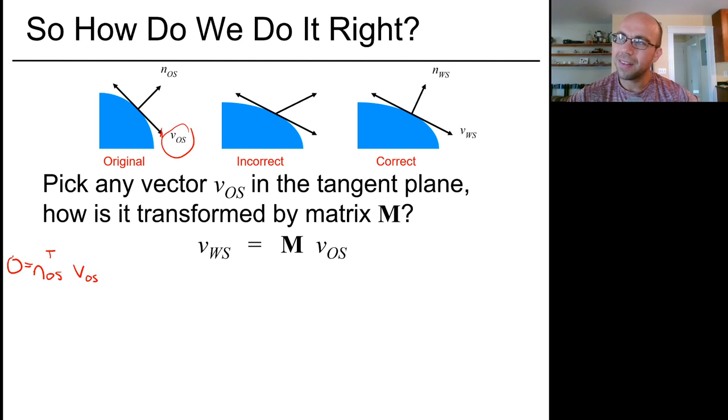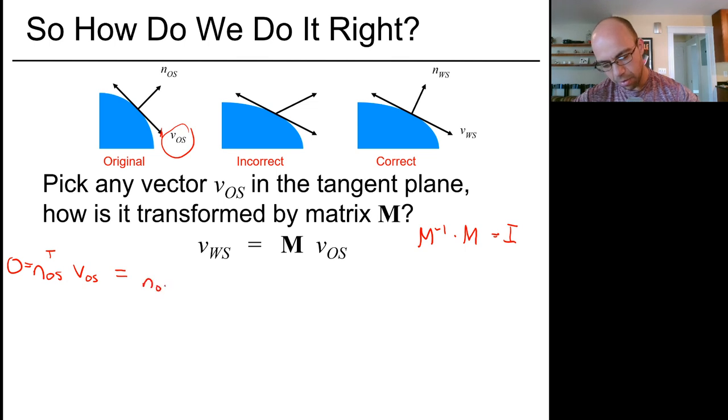Okay, so now what are we going to do? Well, here's what's going to be really sneaky. We're going to wedge M inside of there. In particular, of course, M inverse times M is equal to the identity. So I can stick it anywhere I want in my expression and nothing changes.